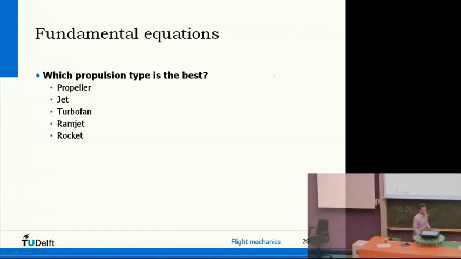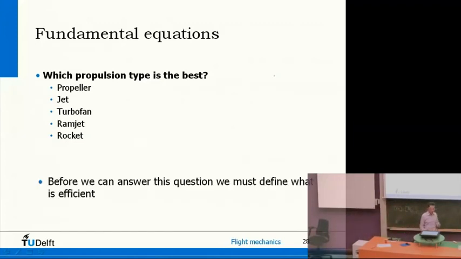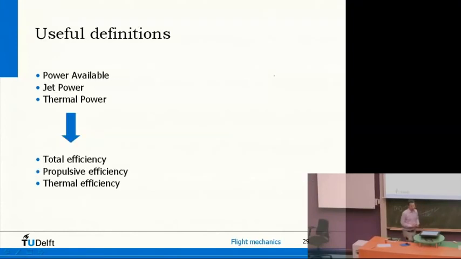But before you can answer that question, you have to define what you mean by best. Do I mean a lot of thrust or a very efficient engine? So we have to make some definitions first before we can compare different types of engines. So we're going to look at three definitions. We're going to look at power, so basically energy per second.